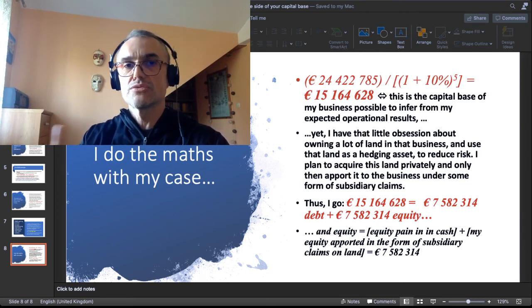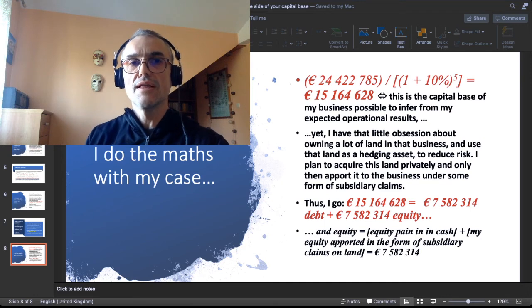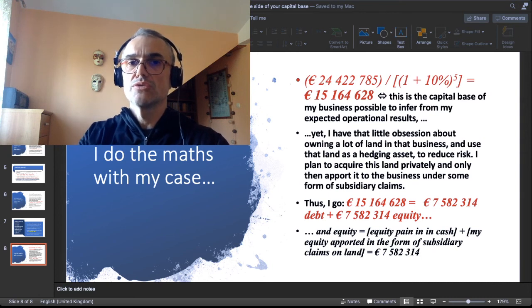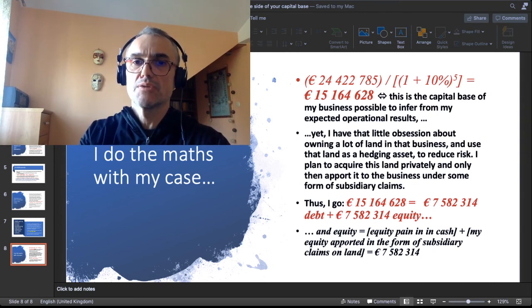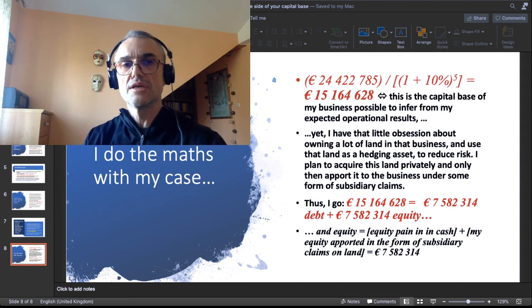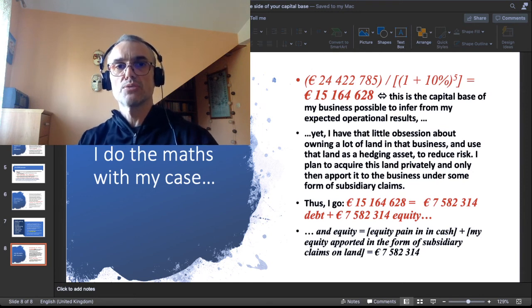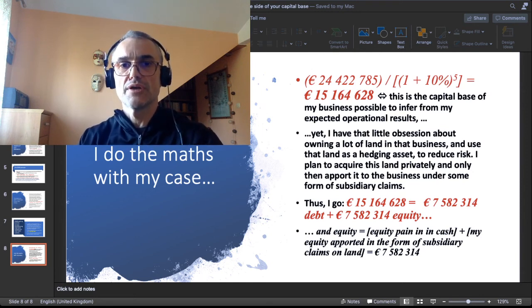And just to remind you, just as an interesting detail, in the previous section, especially when I was talking about my goals and about risks, about planning, I have that little obsession that I want to use a lot of land directly controlled by me as a hedging asset in the business. And my idea is that I would apport my part of that 7.5 billion equity of the business as some sort of subsidiary claims on that land. And the land in itself, I would acquire it privately beforehand.